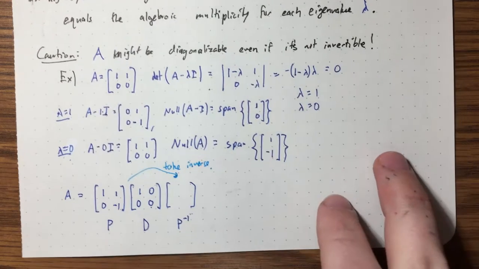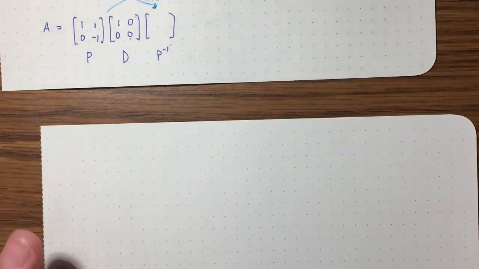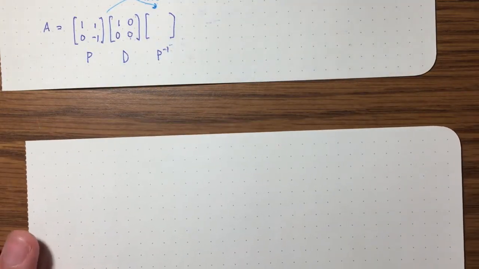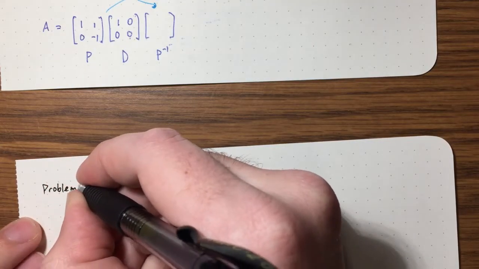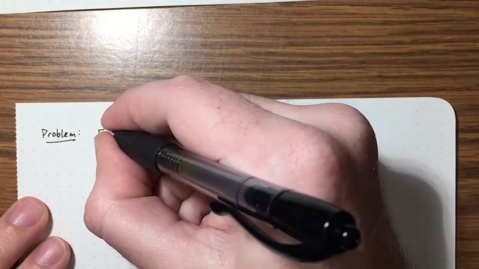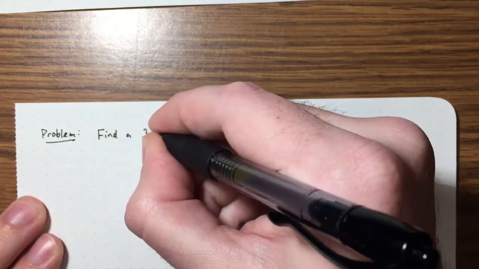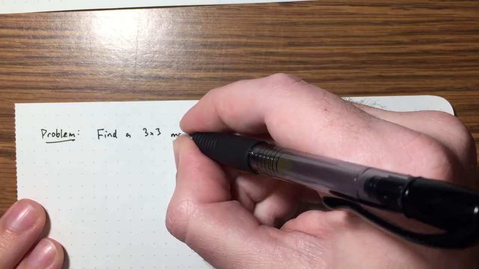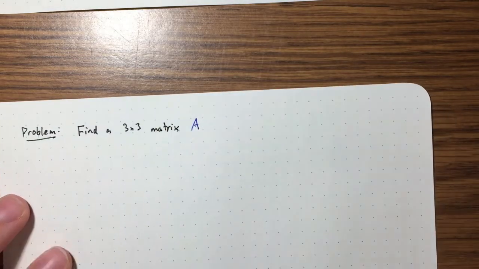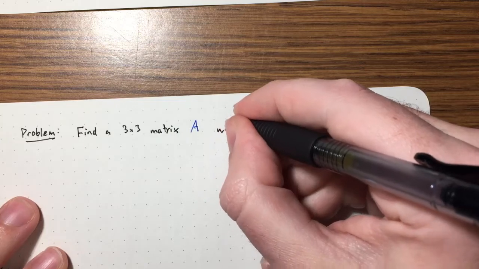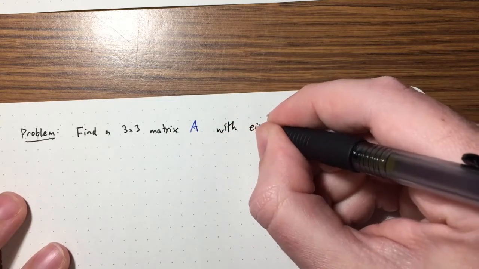There's one other problem I wanted to do. Let me do it really quick. This is going to sound like such a difficult problem, but it's super easy after what we did today. So let's say we want to find a 3 by 3 matrix. This is going to sound very scary. Find a 3 by 3 matrix A with given eigenvectors.